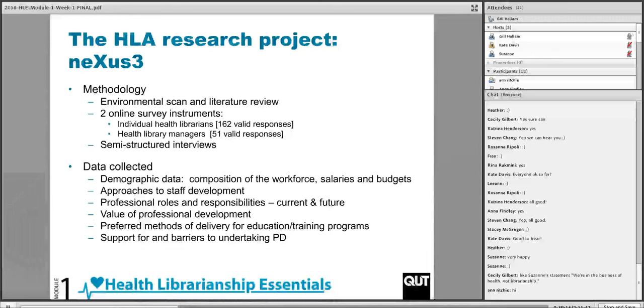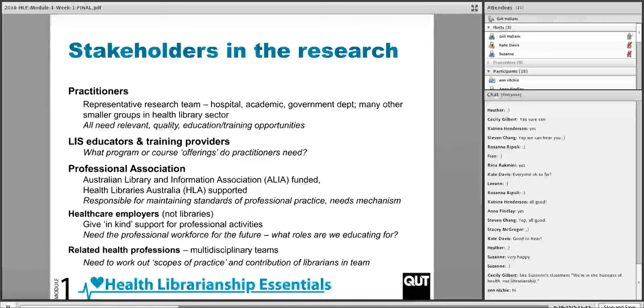So the people who were involved in all of the research, a lot of practitioners, our research team was the people that I've just introduced, obviously, as well.